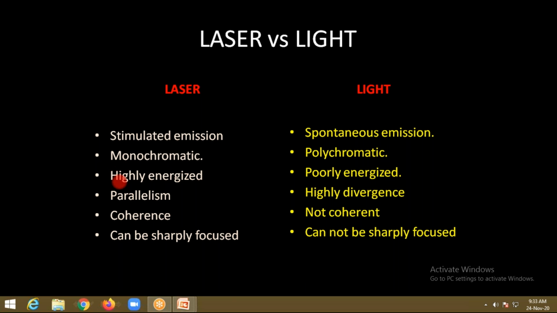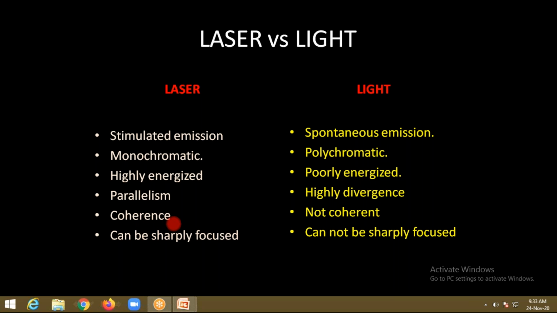Laser is a highly energized light, whereas normal light which we come across in our rooms is poorly energized light. Parallelism is present in laser, whereas normal light is highly divergent. Parallelism means you can shoot the laser light exactly at a precise point where you want. That is the advantage of laser. Whereas if you throw a light, it gets diverged. It will illuminate the whole room, but it is not very precise unless you use some mechanism where you can shoot the light at one particular area.